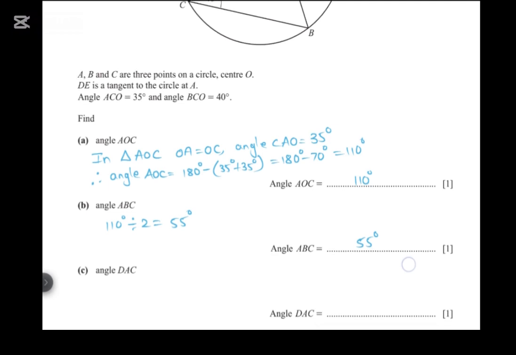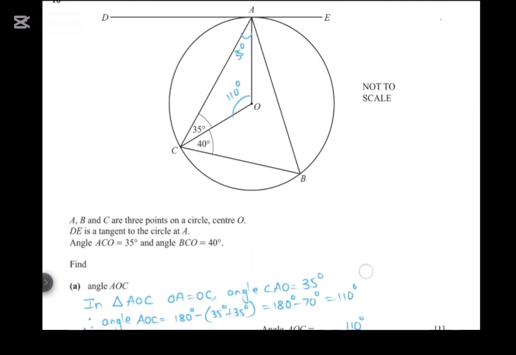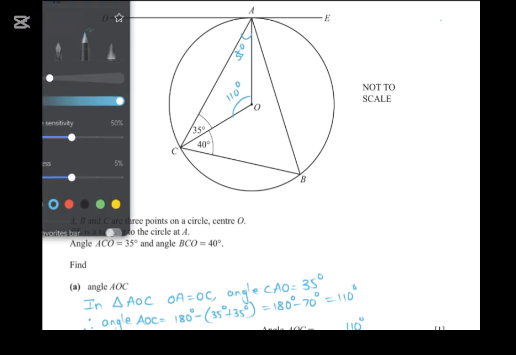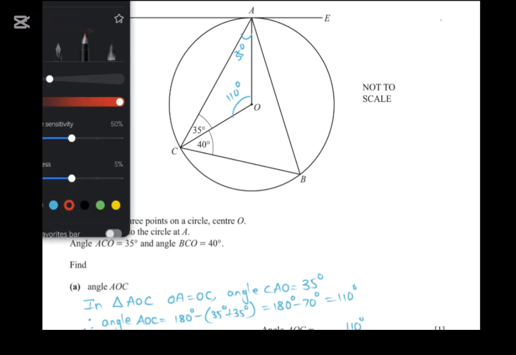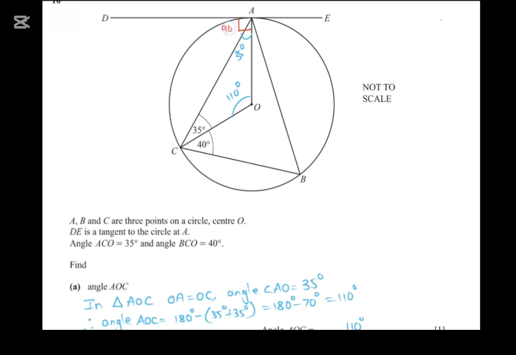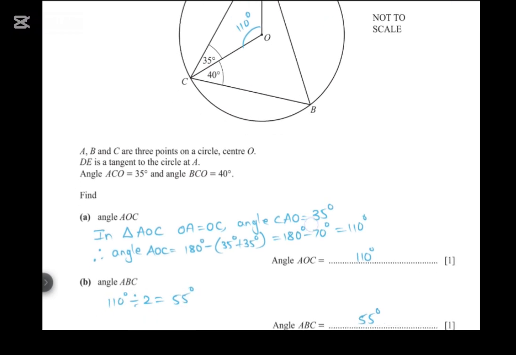Question number C, angle DAC. Angle DAC is which angle? This angle. Oh, sorry, not that. Angle DAC is only this angle. So for this now you need to remember that the angle made by the radius with the tangent is always 90 degrees. So to get only this angle, we can do 90 minus 35. Okay, so do that.